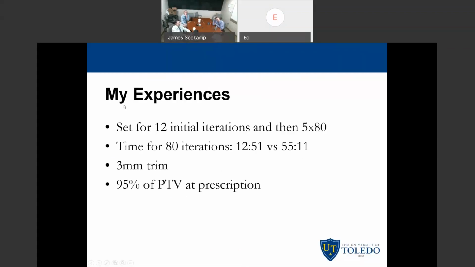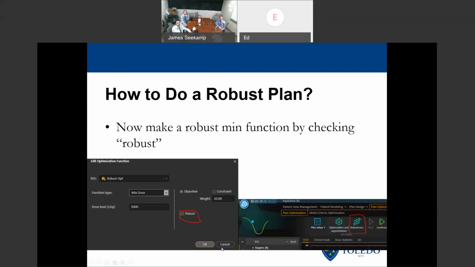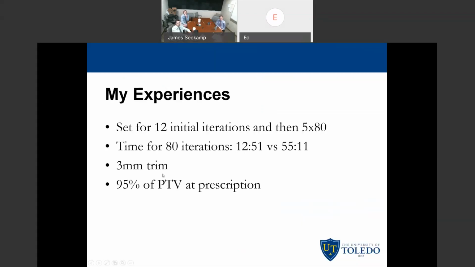So the way I did this is I did the fake bolus technique and this prior robust technique, and I basically just set them up with the same exact criteria of 12 initial iterations and then 80 iterations after that, and just hit continue 5 times in a row with, besides for the unique optimization functions, such as doing the robust one here or setting the min DBH on the fake bolus. I just didn't change anything, didn't push on hot or cold spots, and just hit continue.